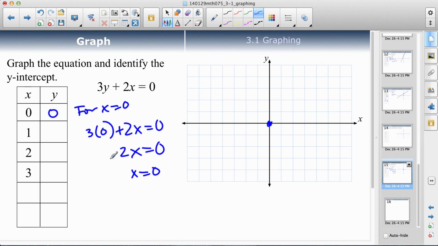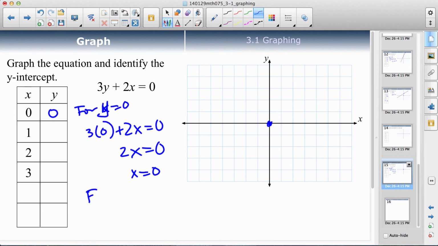Okay, plug in a 1. So for, you know what? This was backwards. I actually, for this one, did a y equals 0, didn't I? Because I put a 0 in there. Didn't notice that. But if I put a 0 in for y, in this case I would get x is 0, so this point is still valid. Sorry about that.